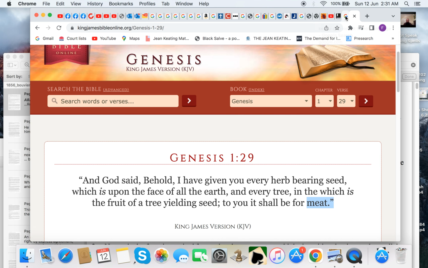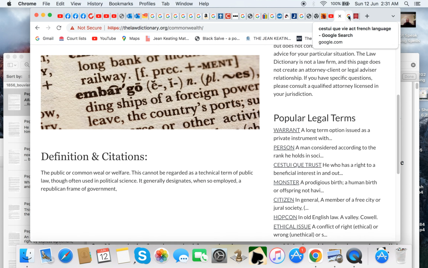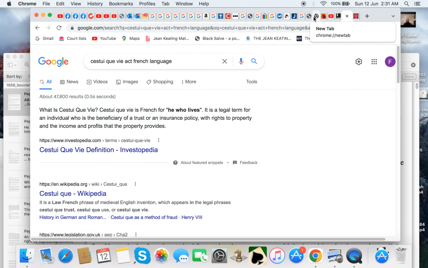Damn it. Where do we go? He who lives. Oh, I'll do over here. So Sestico is French for he who lives, a legal term for an individual who's beneficiary of a trust, an insurance policy with rights of property and income, profits. And okay, so where are we going to go? New tab, Chrome, Avalon Project.